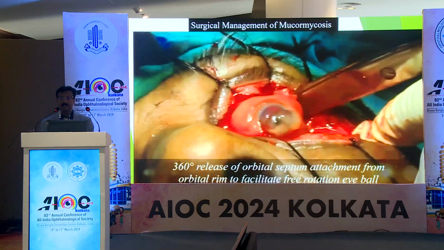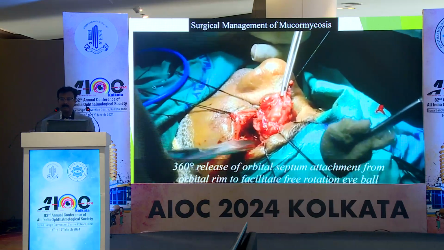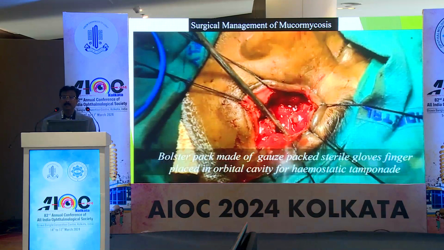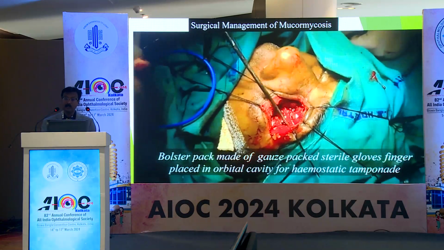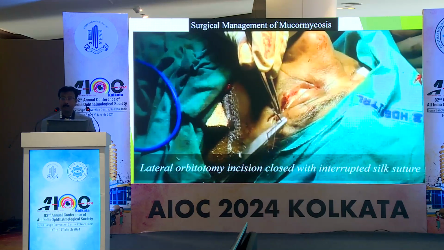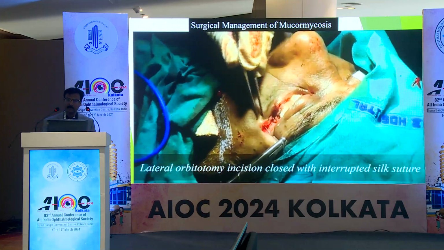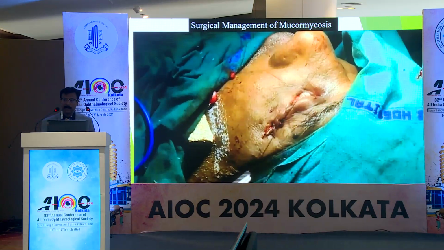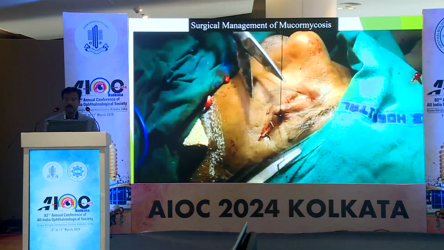Here, the lid is preserved. In orbital exenteration, the lid is never preserved. Never written in the book. But in mucormycosis, we learn this is not a tumor. This is an infective state. We can preserve the lid. The pathology is in the orbital apex. When you control the pathology in the orbital apex, it cannot extend to the brain.